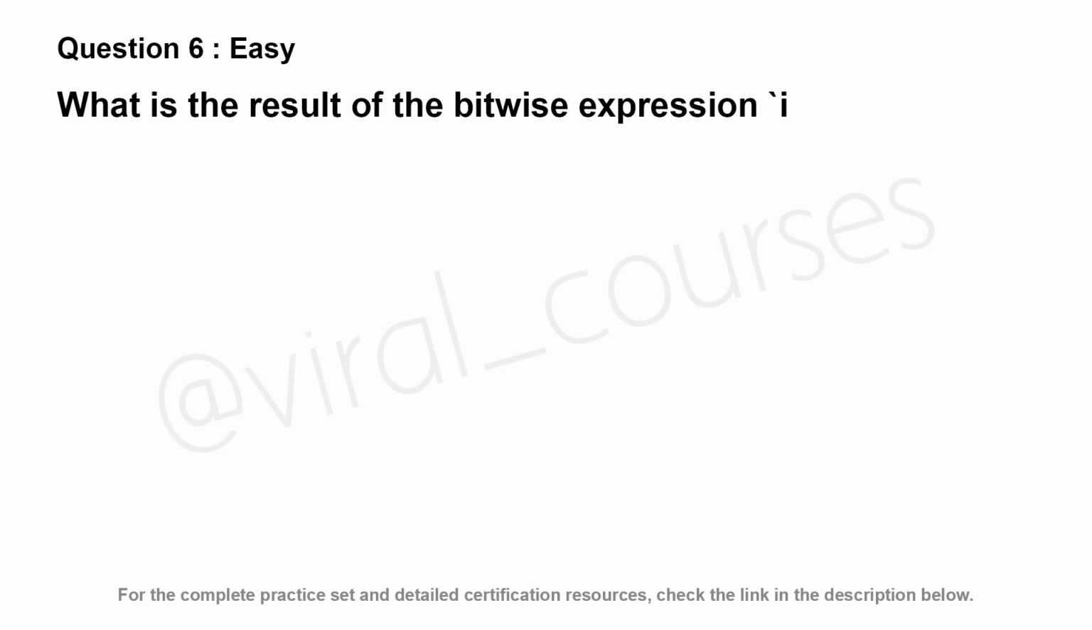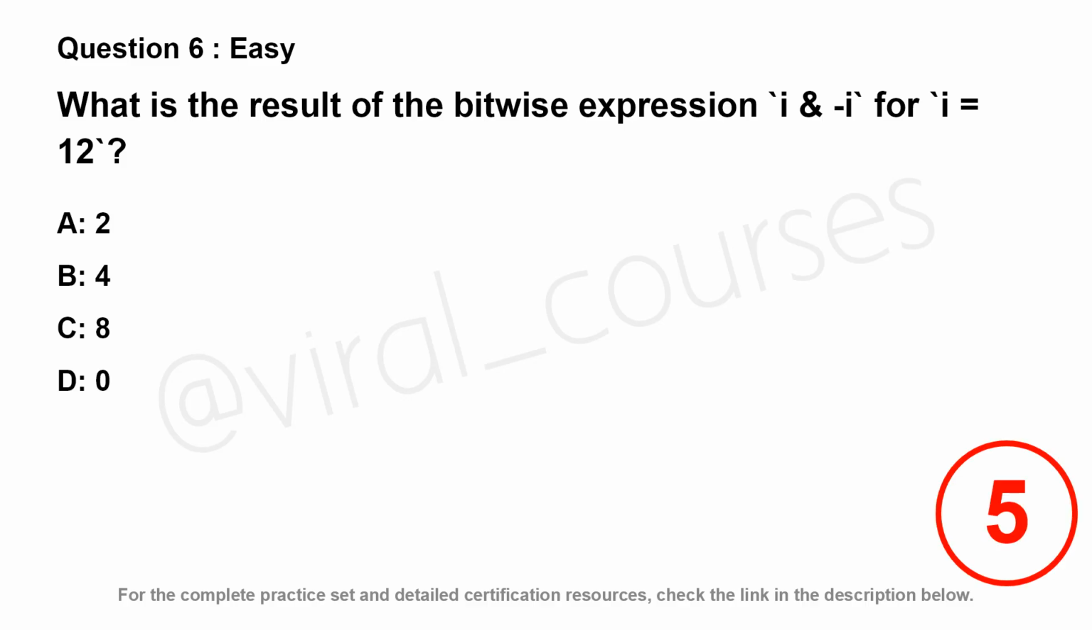What is the result of the bitwise expression i & -i for i = 12? Option A, 2. Option B, 4. Option C, 8. Option D, 0.